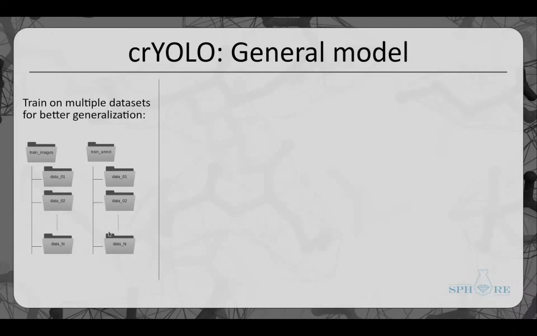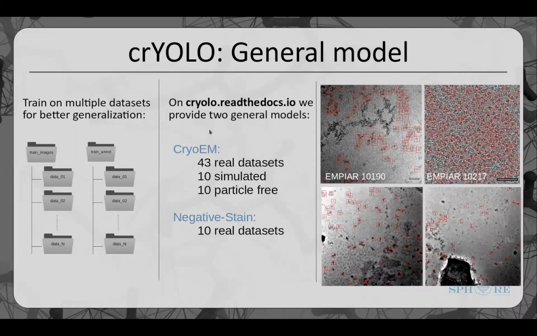And what you get is a model that generalizes better and also works with data from totally unseen grids or something else. And if you have enough types of particles in your training set, you get a real general model. We did that for more than 60 data sets, and we trained crYOLO on it. And what we get is a model that you can apply to new data sets that are not contained in the training data.